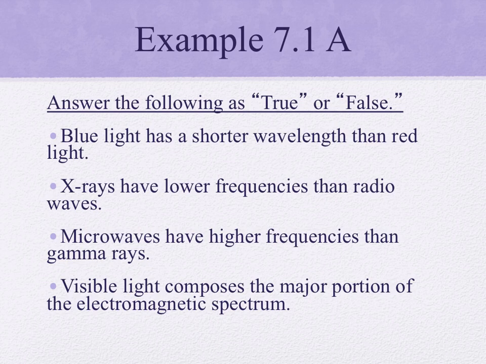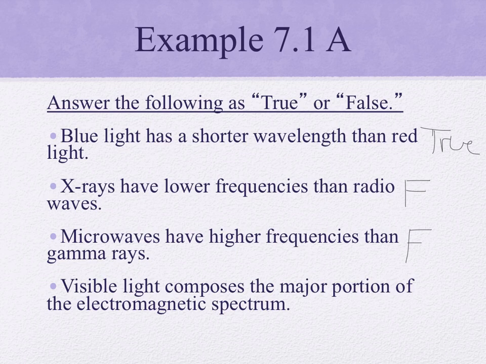True or false questions. Blue light has a shorter wavelength than red light. That is true. X-rays have lower frequency than radio waves. That is false. X-rays are smaller, so they will have a higher frequency. Microwaves have higher frequencies than gamma. That is also false. Gamma rays are smaller, so they will have a higher frequency, shorter wavelength.